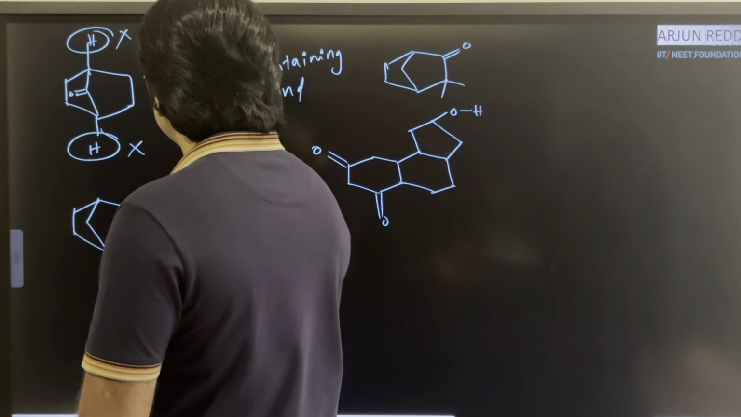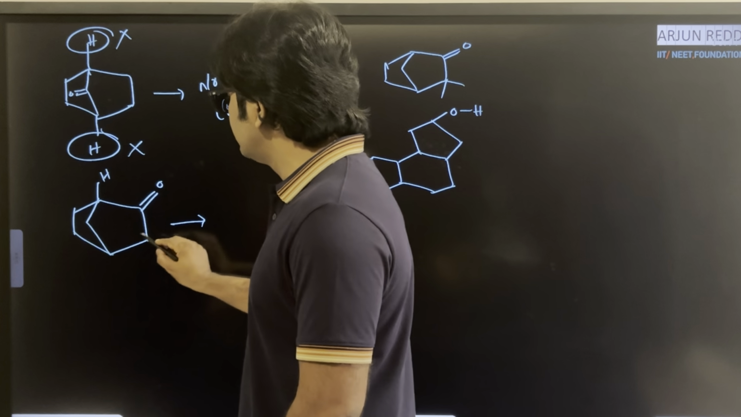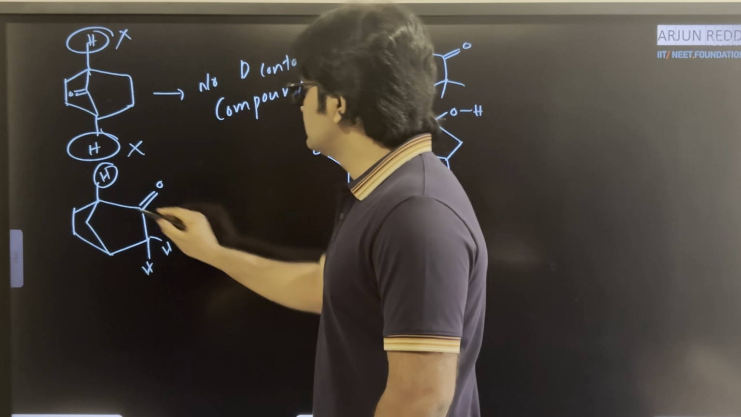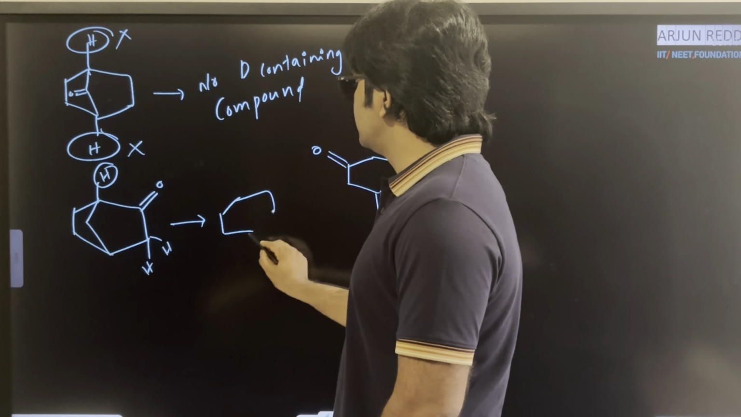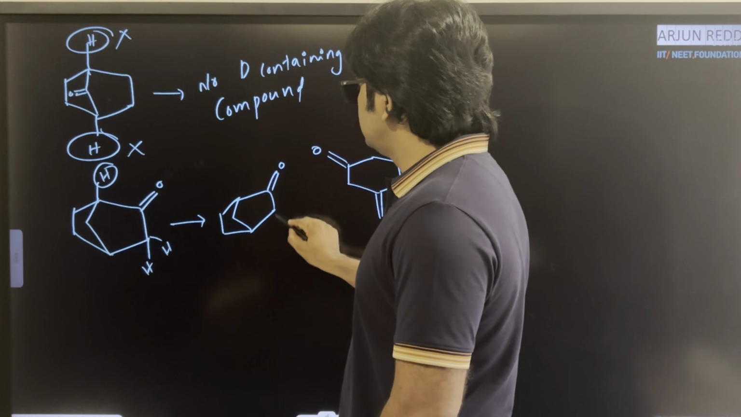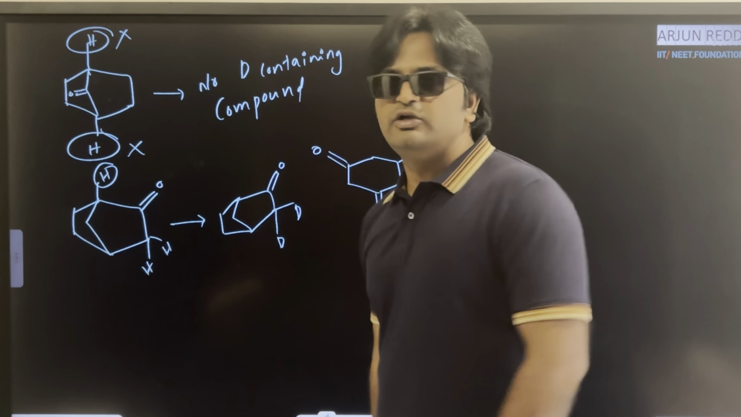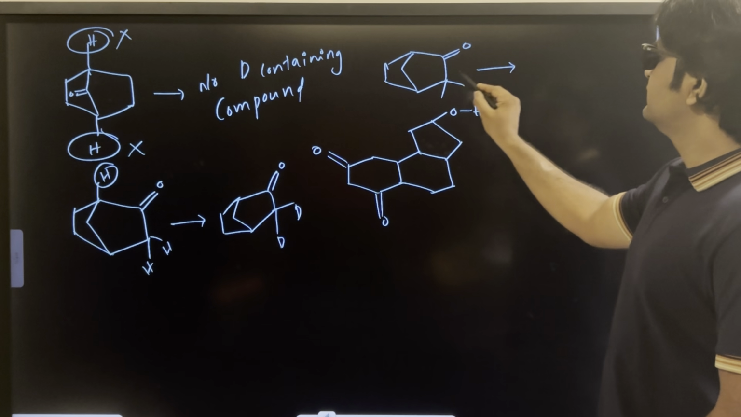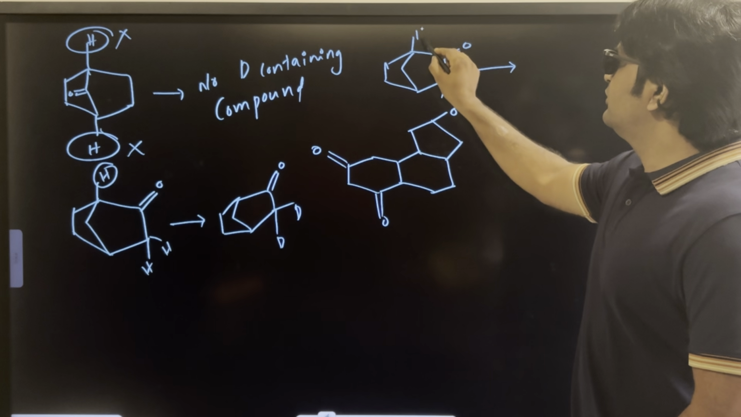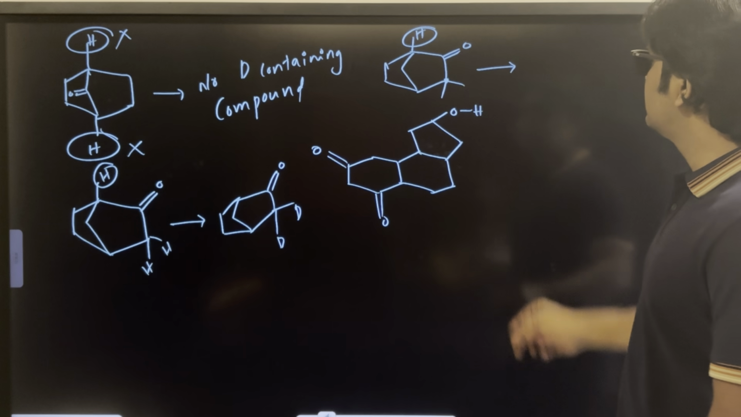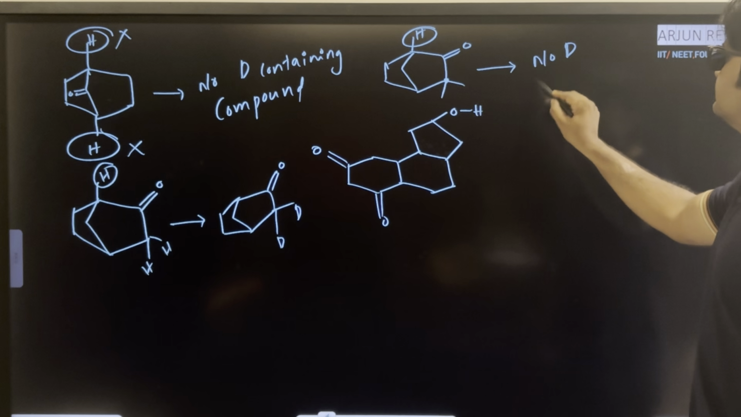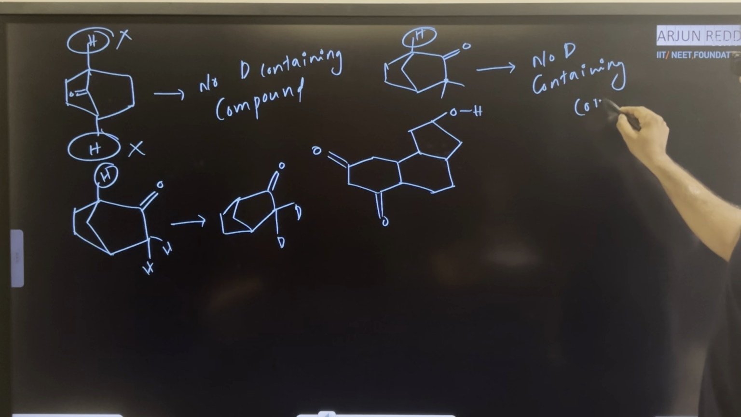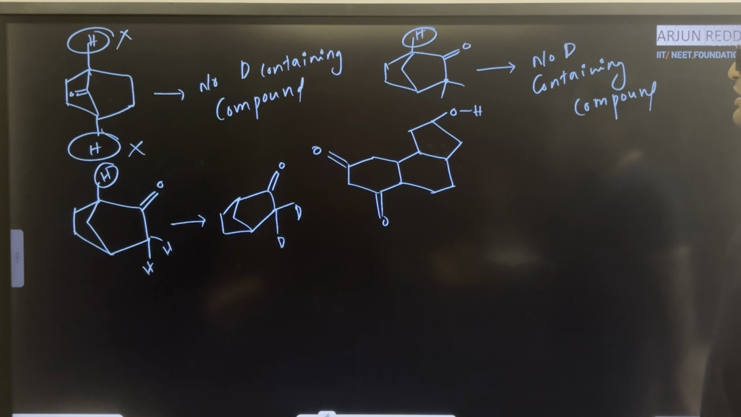Here we have 2 possibilities: hydrogen from bridgehead position next to 2 hydrogen atoms from here. Then what is the result? We are not using this hydrogen atom, because that is present at bridgehead position. So just these 2 hydrogen atoms are replaced by deuterium. 2 replaceable hydrogen atoms are there. Now come to this example. Here there is no chance from this carbon atom, and even though hydrogen is present at bridgehead position, we are not using it. No deuterium containing compound.